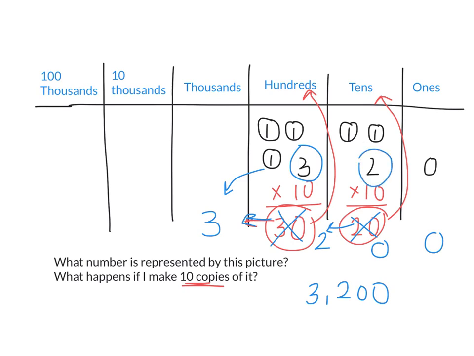We had a 2 in the tens column, and it ended up in the hundreds column. Do you see that? When we multiplied by 10, it seems like those digits moved over one space to the left, didn't it? Interesting. Okay.